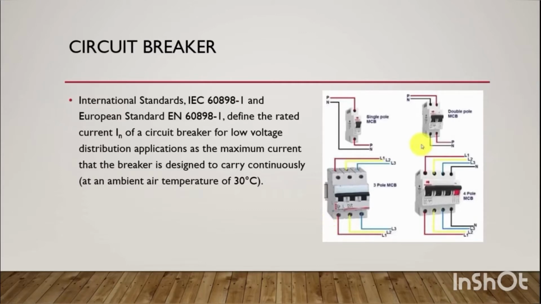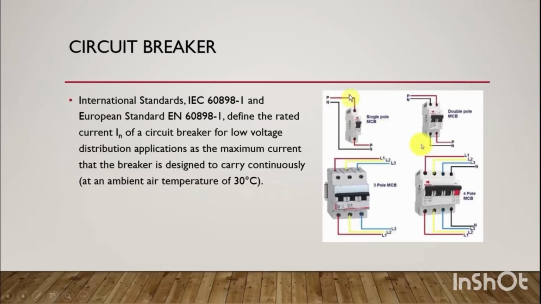International standard IEC 60898-1 and European standard EN 60898-1 define the rated current IN of a circuit breaker for low voltage distribution applications as the maximum current that the circuit breaker is designed to carry continuously. And this current is for the ambient temperature of 30 degrees C.